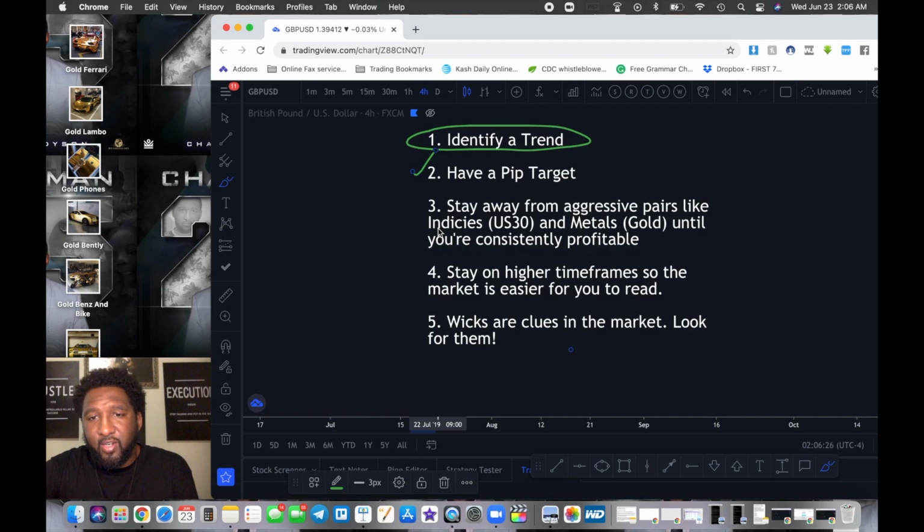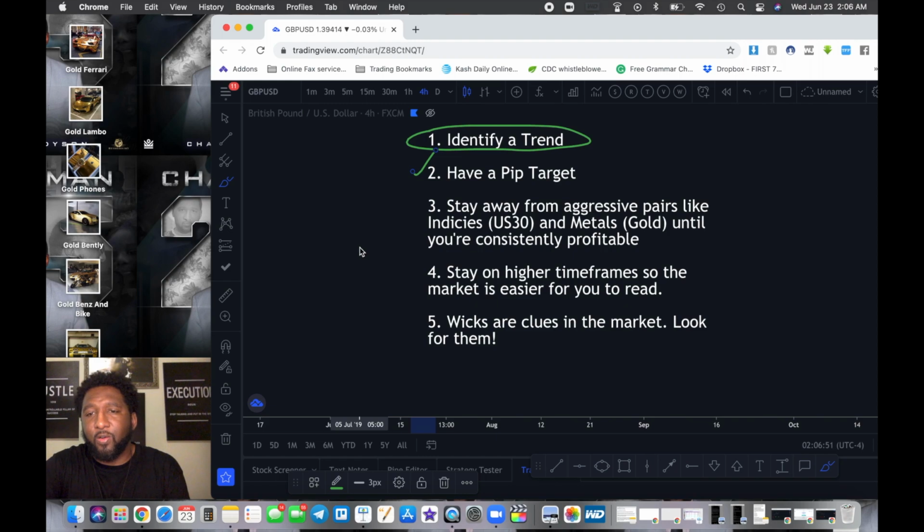You need to get your money, right? And then understand that there's always another trade for you to take, especially when you're trading in the trend. There's no need to be greedy. Grow your account, right? Number three, stay away from aggressive pairs like indices, like US 30, right? Stay away from NAS 100. Stay away from GR 30. Stay away from indices altogether.